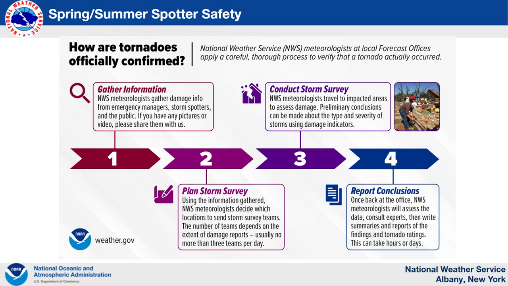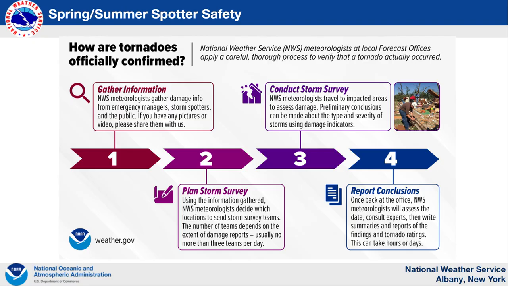The number of teams depends on the extent of damage reports, usually no more than 3 teams per day. At the Weather Service in Albany, typically 1 team or 2 teams are deployed, depending on the amount of staff available. And again, sometimes you do this with emergency managers. Sometimes the public will be involved if it damages their location. And occasionally there may be someone from the media that may be at a particular site or following along.